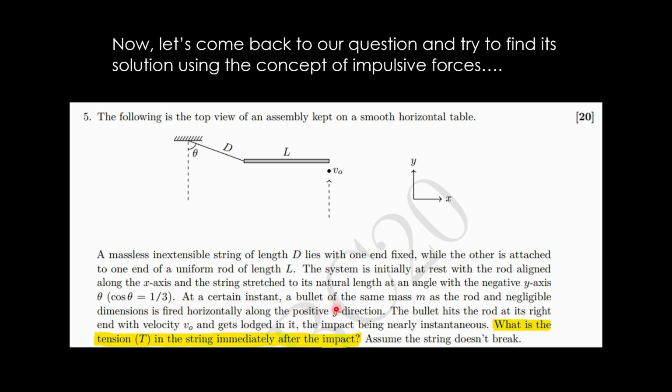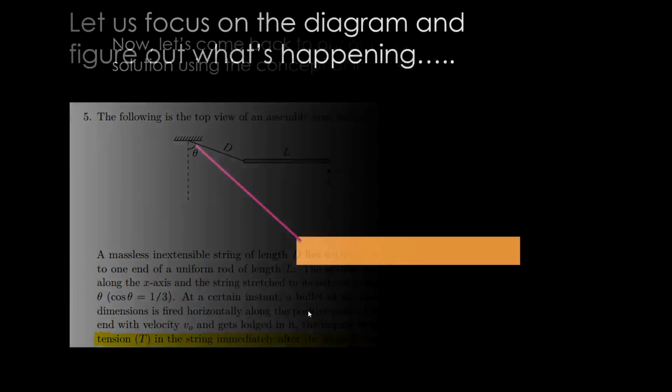At a certain instant, a bullet of the same mass m as the rod and negligible dimensions is fired horizontally along the positive y direction. The bullet hits the rod at its right end with velocity v0 and gets lodged in it, the impact being nearly instantaneous. What is the tension T in the string immediately after the impact? Assume the string does not break. So we have to find tension T in the string in terms of the given parameters in the question, which are v0, L, and D. Okay, so let us move into the solution of this question.